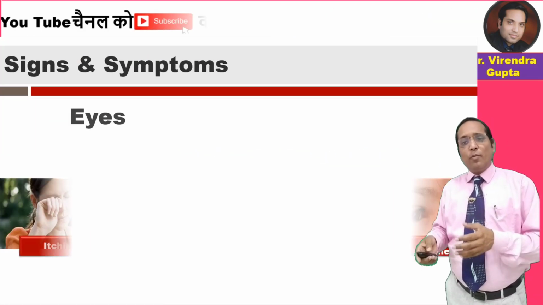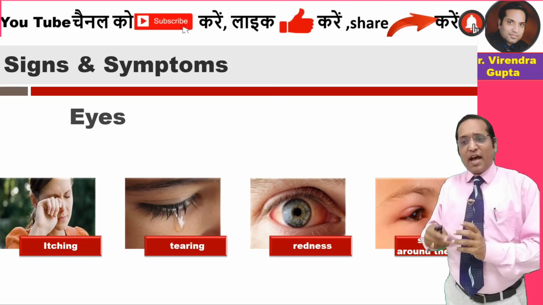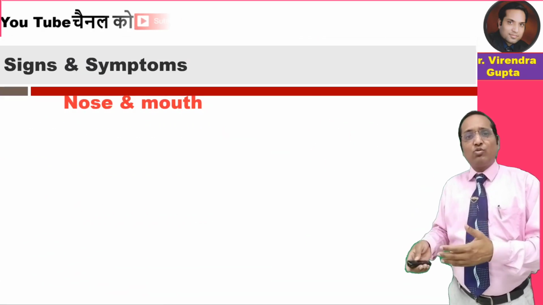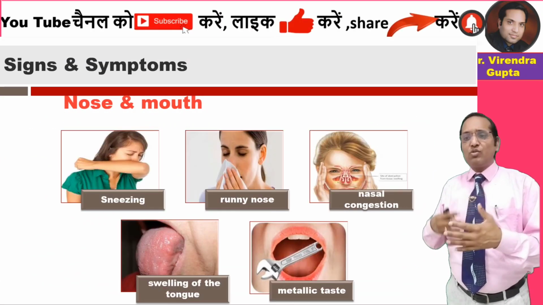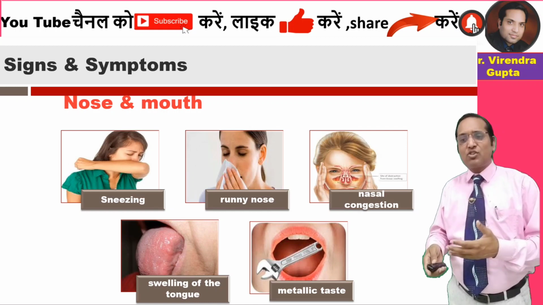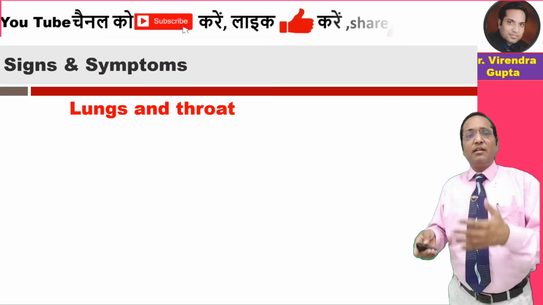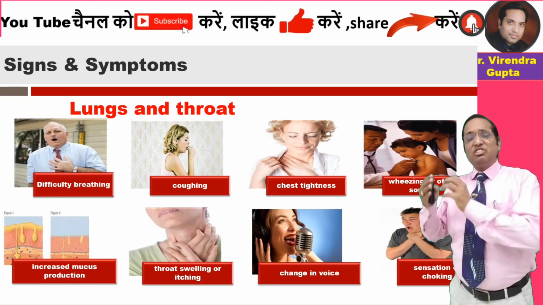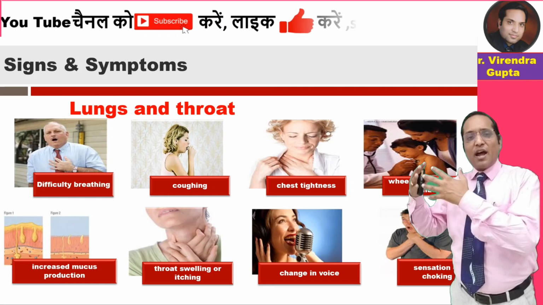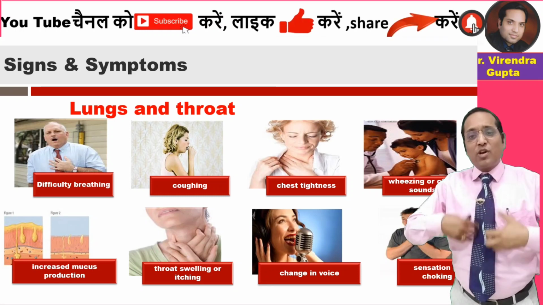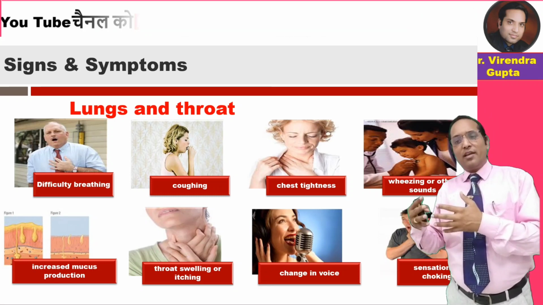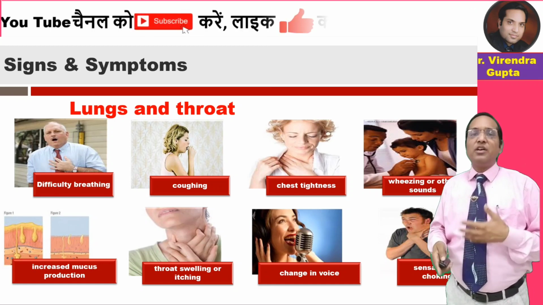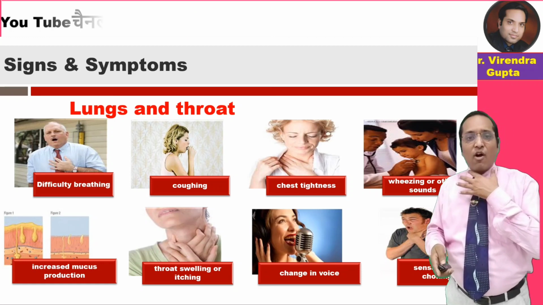In the eyes, you may find itching, tearing, redness of the eyes and swelling around the eyes. In the nose and mouth, you may find sneezing, running nose, nasal congestion, swelling of the tongue or a metallic taste of the tongue. In the lungs there may be difficulty in breathing, coughing, chest tightness, wheezing or other sounds, increased mucus production, or throat swelling or itching. Change in the voice such as hoarseness or a sensation of choking may be found in the throat.